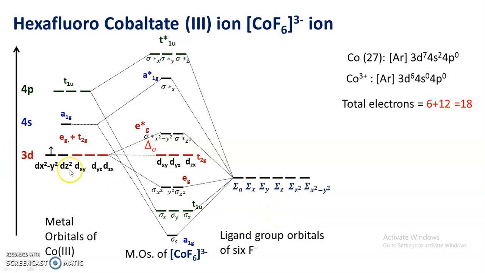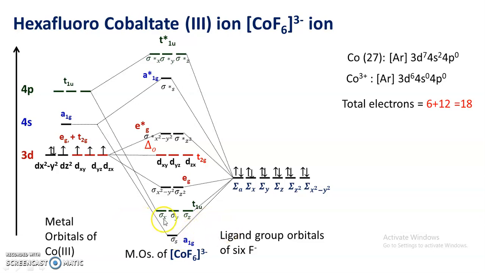This is the first electron. You know there are 6 electrons in the 3d orbital, so this is the first, second, third, fourth, fifth and sixth. And each of the ligand group orbitals is completely filled. Altogether there are 12 electrons in ligand group orbitals. So 12 plus 6, that is 18. Altogether 18 electrons are there.